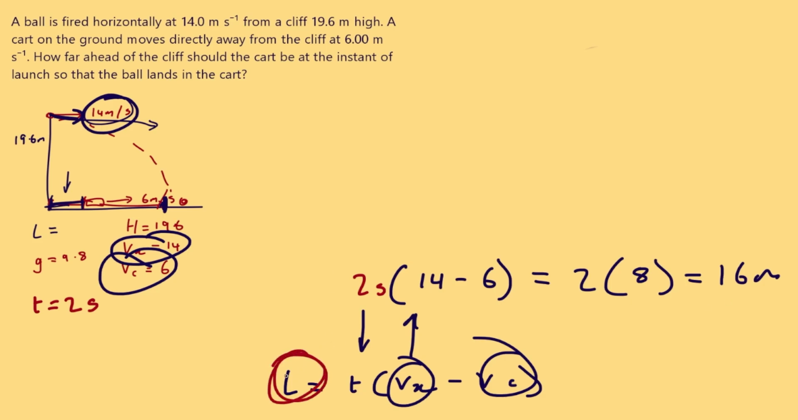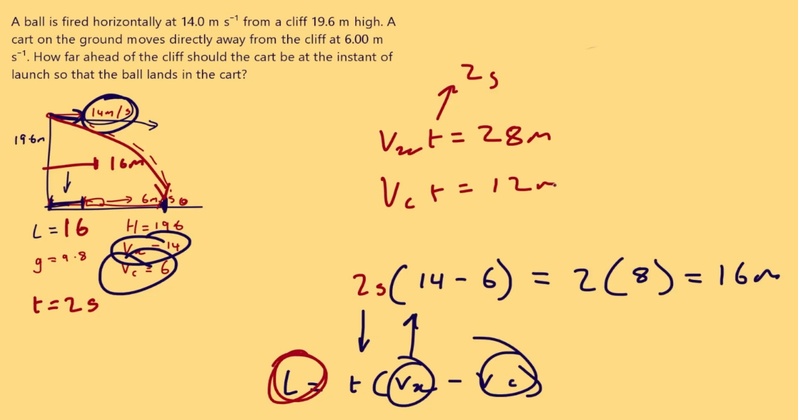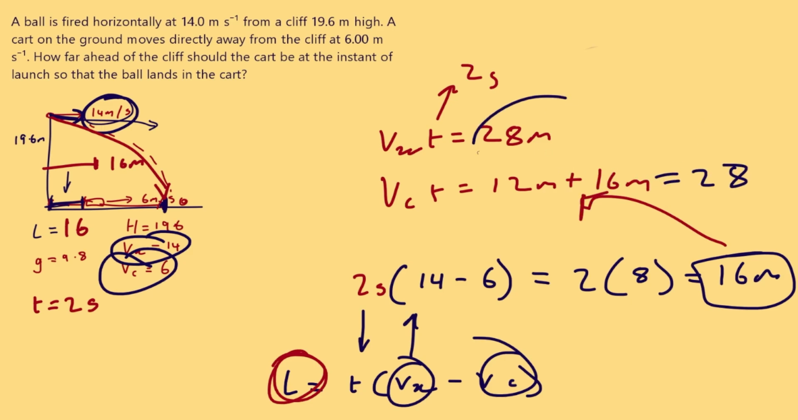What does that mean? If L is 16 meters, that means the car has to start 16 meters away from the base of the cliff. So it has a 16 meter head start. By the time the ball hits the ground, it has covered 28 meters of distance horizontally. In the same amount of time, which is 2 seconds, the car will only cover 12 meters. And our math is correct. With the head start of 16 meters, we'll place our car at the same position as the ball so that our car can catch it perfectly. This type of problem is extremely satisfying. All we did was set up some math and use variables.